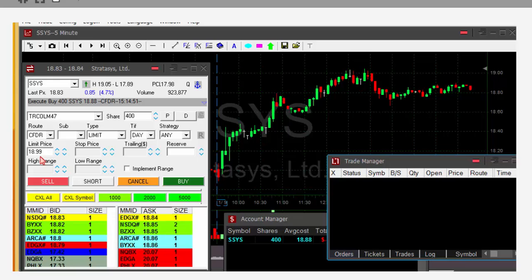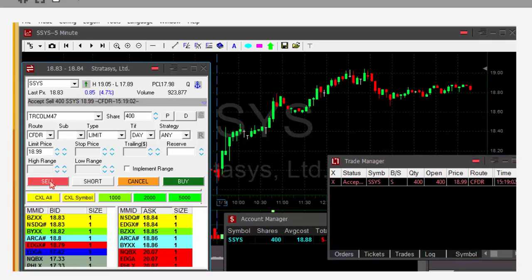Always double check, by the way. Always double check your numbers, your orders. Always double check. Hit the sell button. I just click the sell button. I have an order to sell at 18.99. Why is this order not being executed right now? Because there's no buyers at 18.99. So the platform is not going to sell SSYS right now at 18.99 unless the price reaches 18.99.